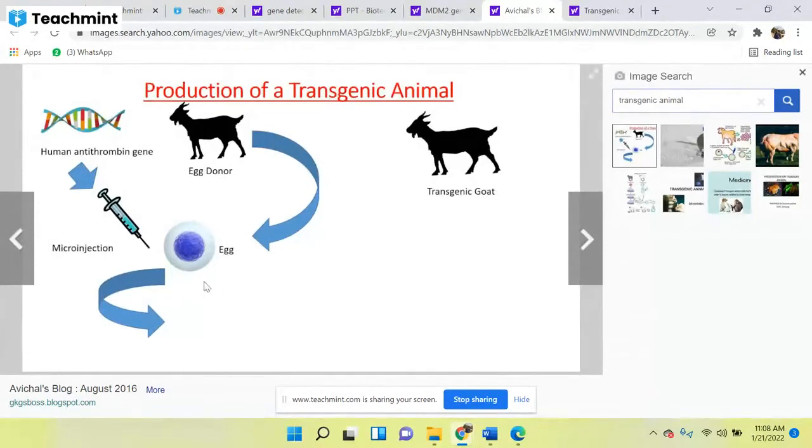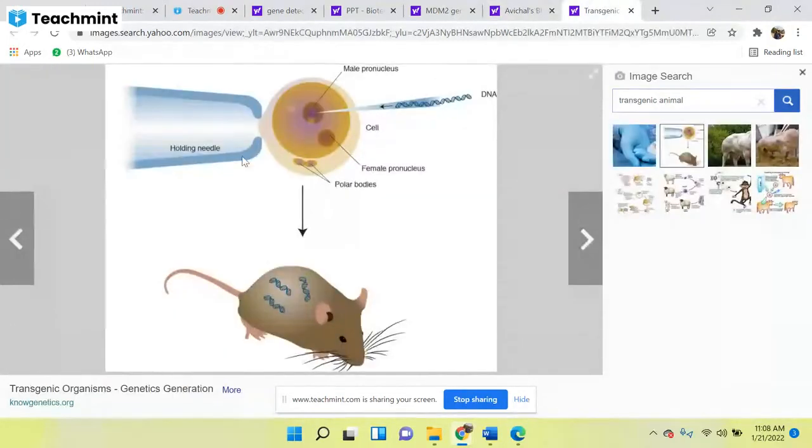So we have taken the egg from this donor, we have taken the egg from this goat, and we have taken the gene from the human being, and we are injecting it here in this egg. And when we are producing this goat with this particular gene, then this goat will be called a transgenic goat or transgenic animal. Now, another example, you just see here.